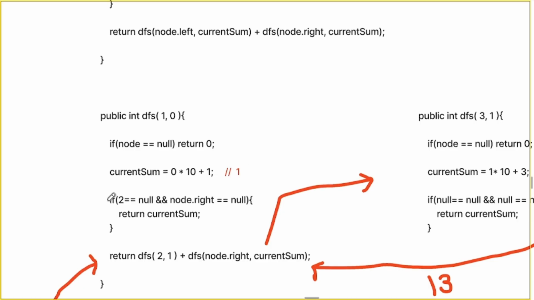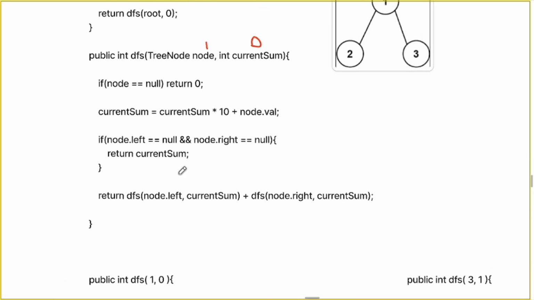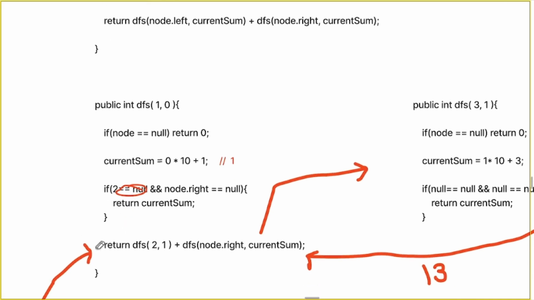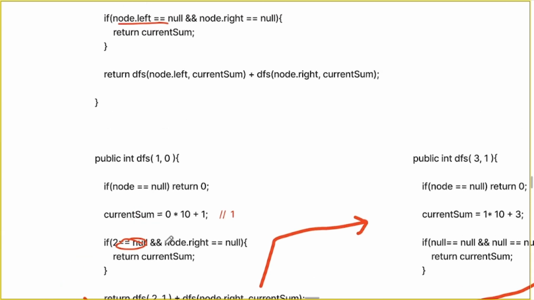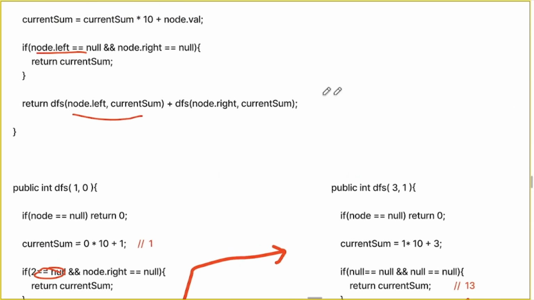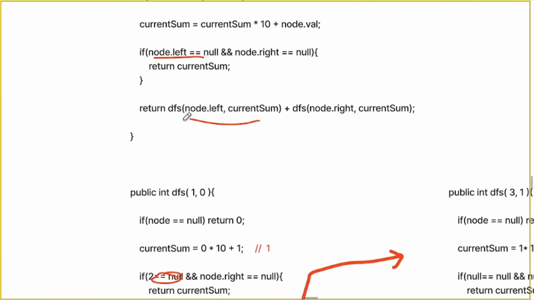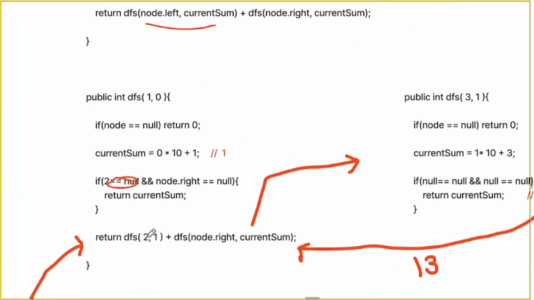Then it will check whether the node's left value is null. It is not null, the node's left is 2. So this condition is false and it will never get executed. It moves to the next statement, where we call the same function using the node's left value and the current sum. So now the node's left value is 2, and the function is again called with 2 and the current sum 1.